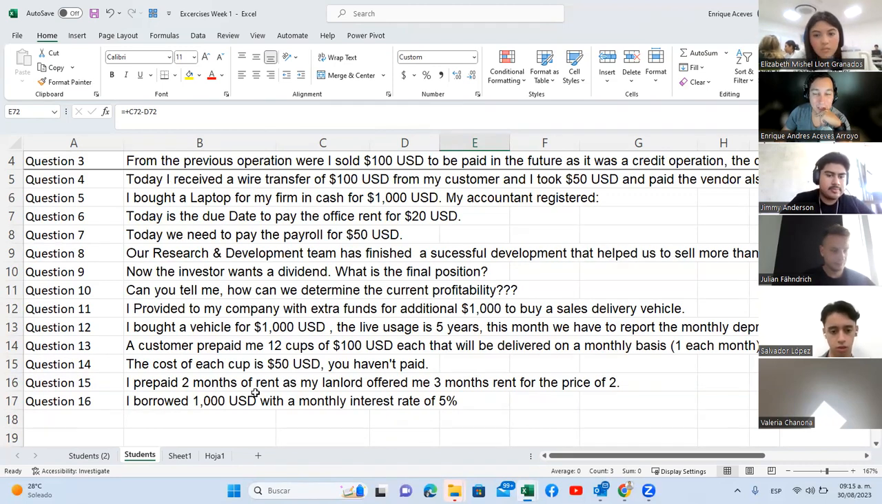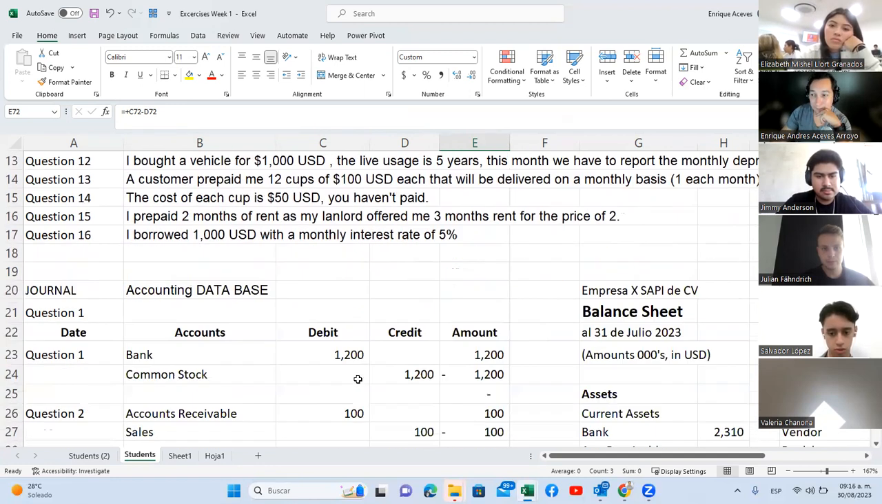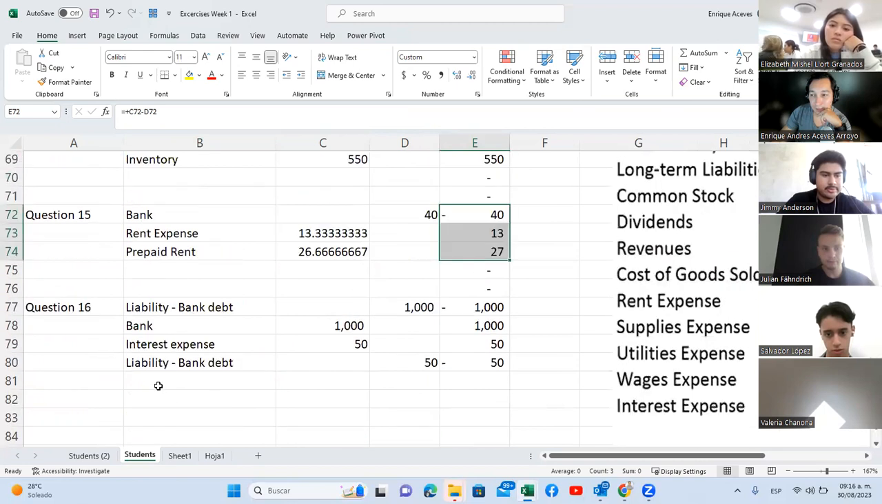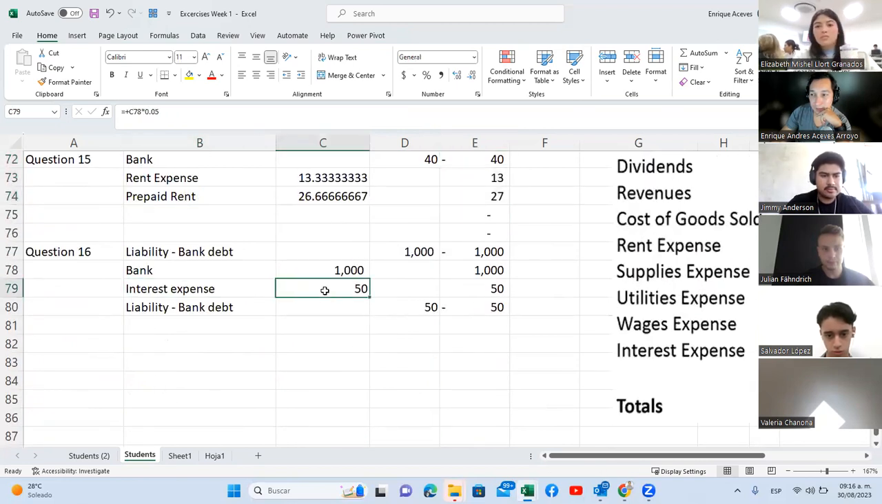Yeah, it's bank liability, $1,000. Bank debit, how much? 1,000. Liabilities, how much? Debit or credit? Credit. Credit liabilities. And we're missing something. Yeah, the interest expense. The interest expense, guys. Interest expense. Bank debt.